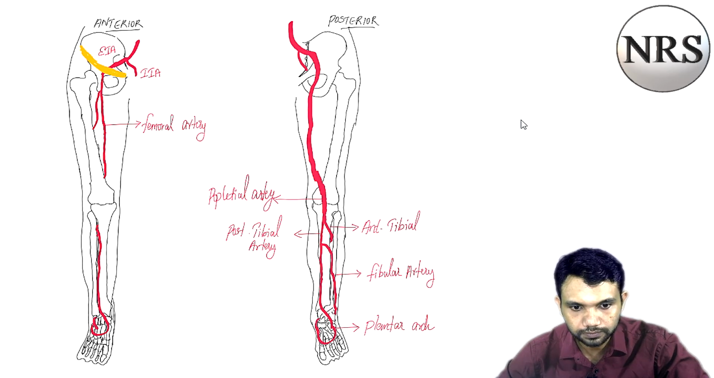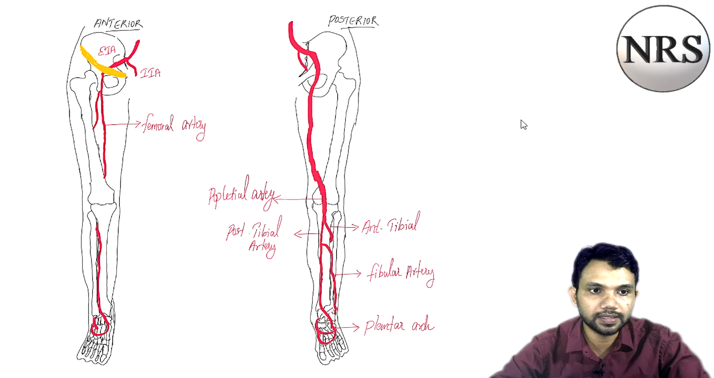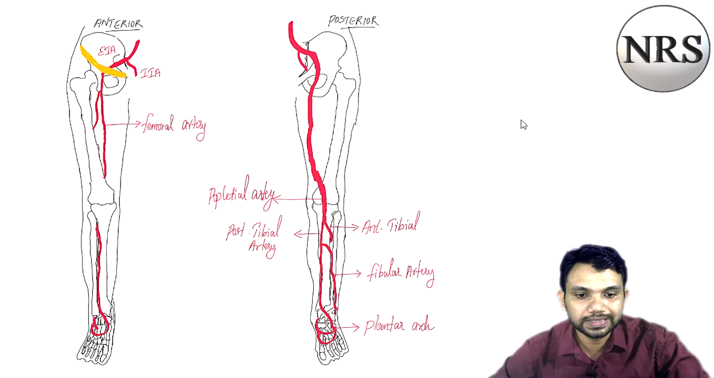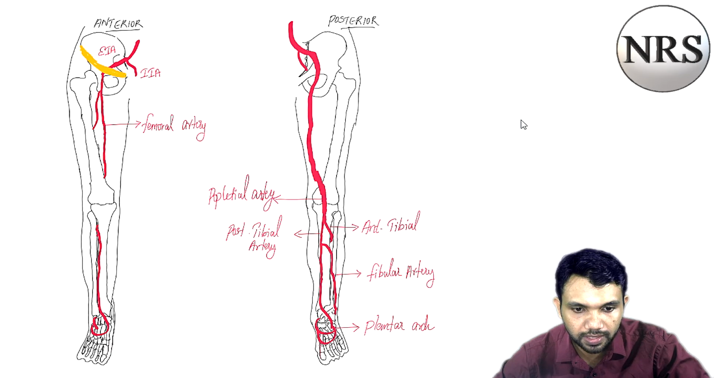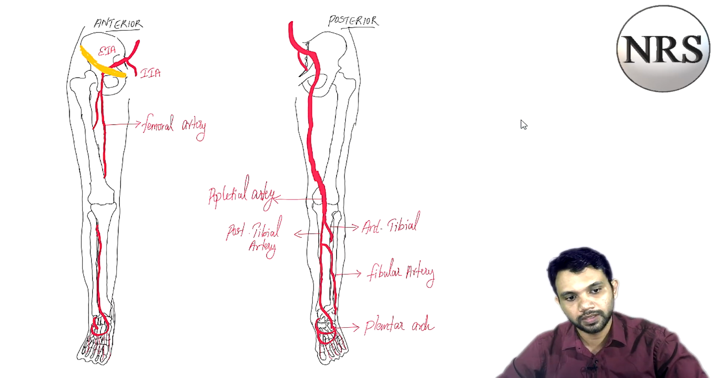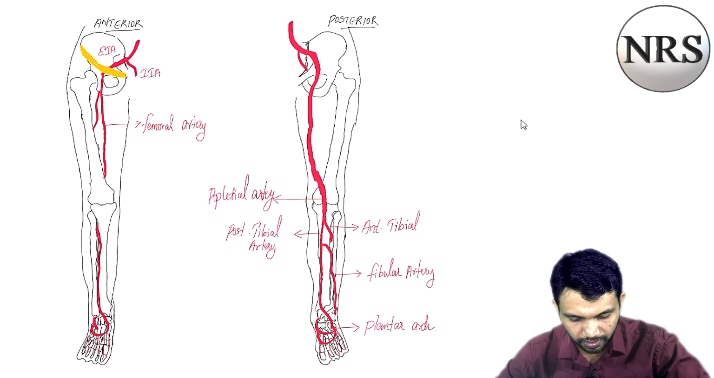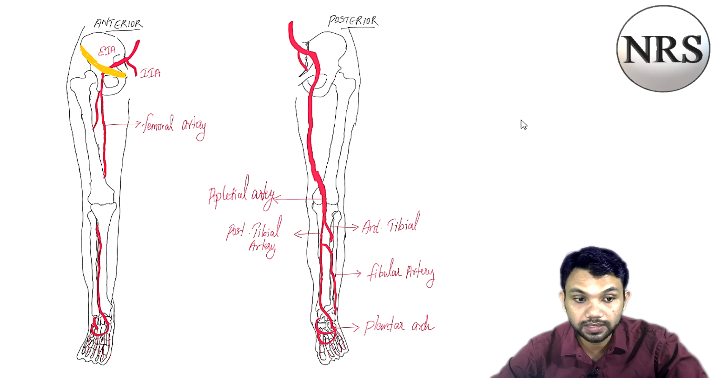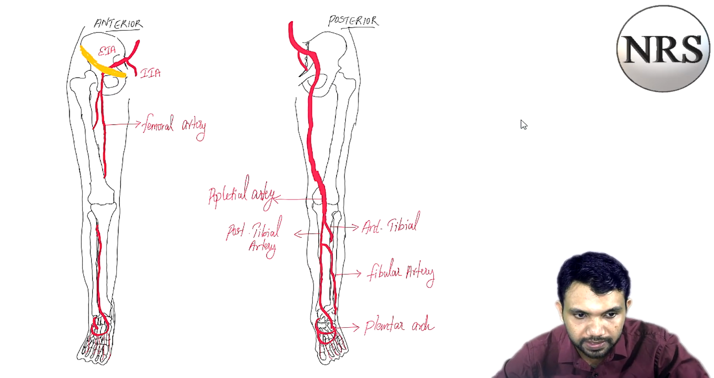And these arteries will give the digital arteries. In the plantar arch, the digital arteries will supply the digits. Is it clear? The arcuate artery is a branch of the anterior tibial artery. The anterior tibial artery, at this place, is called the dorsalis pedis artery.